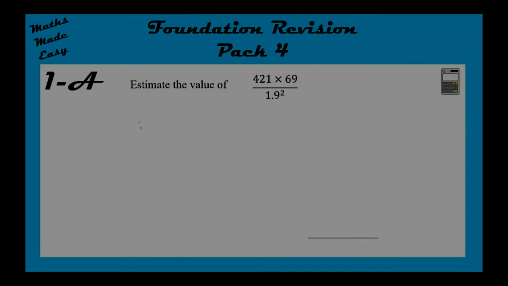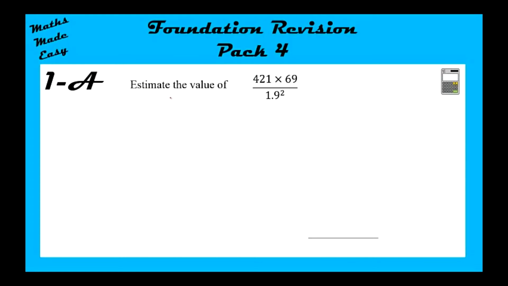Welcome to Pack 4, this is question 1a. We're asked to estimate, which means not work out exactly, so if you have a calculator you do not type this in. We need to round these numbers and get a rough answer for this question. So, first of all, 421, we could round that to 400. 69, we'd round that to 70, and 1.9, we'd round that to 2 and keep that squared.